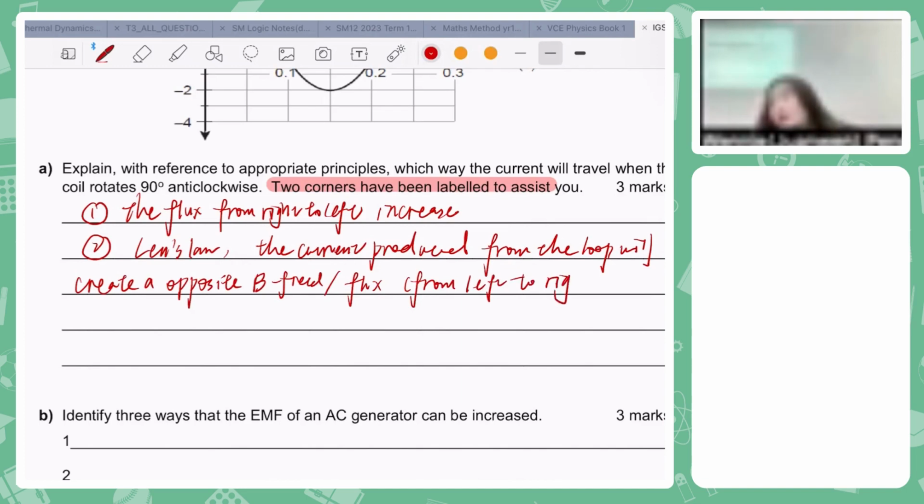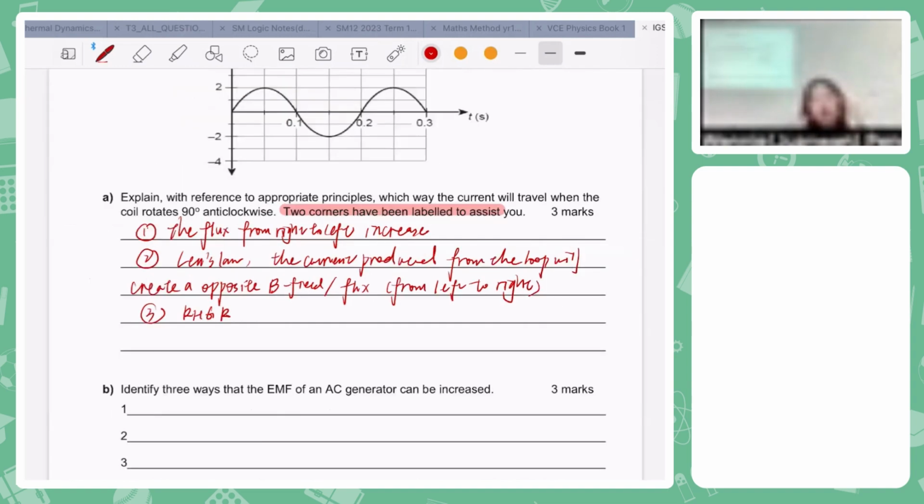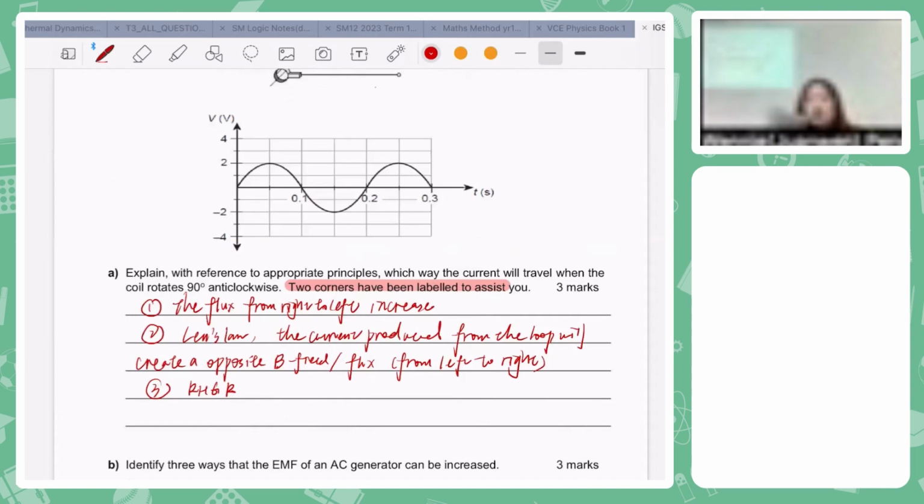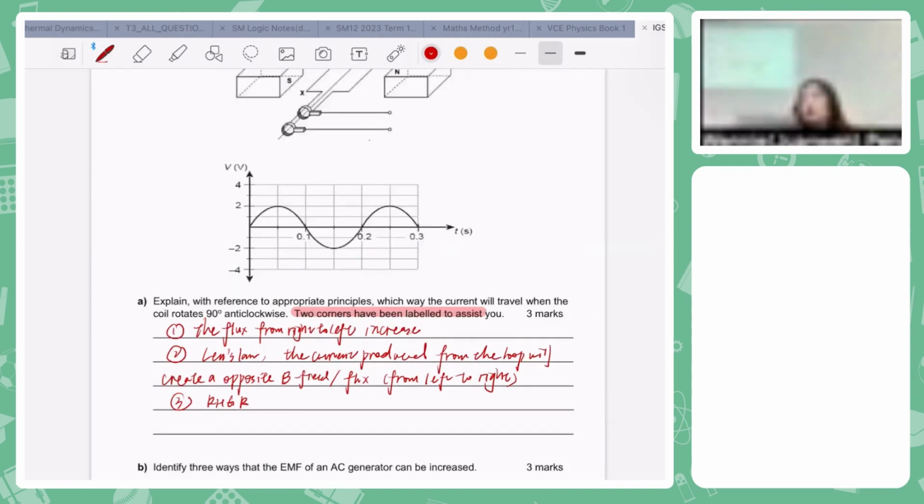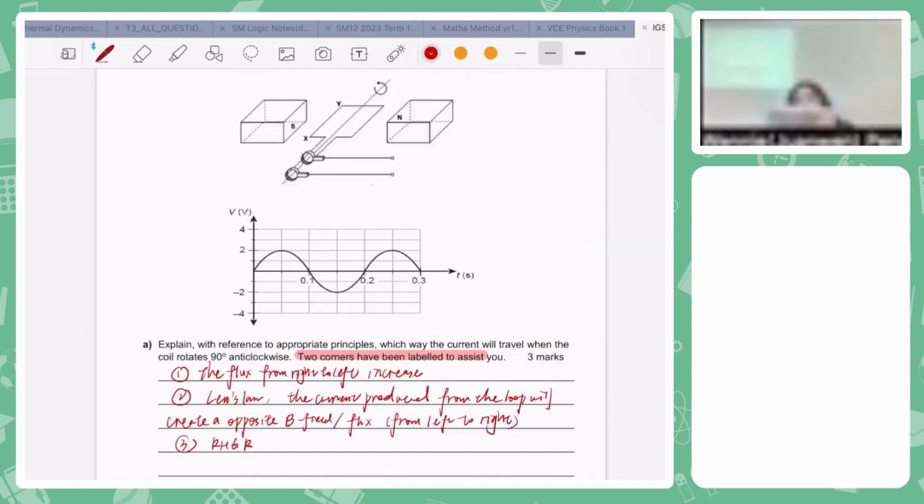And then based on my right hand rule, if I want a B field from left to right when I rotate 90 degrees, the current will flow from X to Y, and that is exactly clockwise if you view from the south pole. But I would still say the current flows from X to Y. It might be more detailed for you.